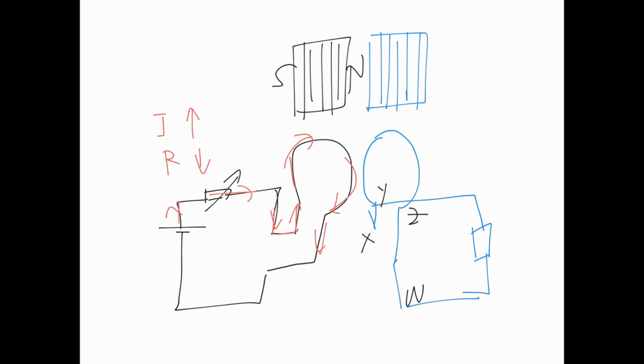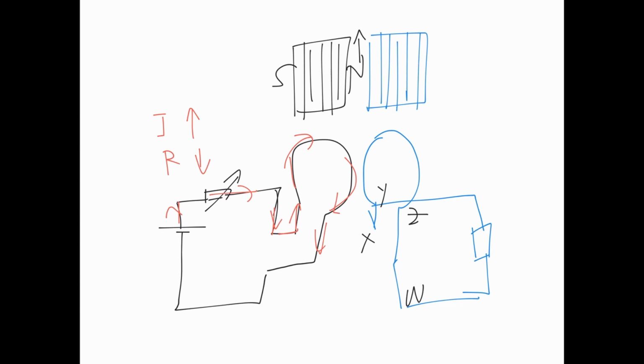Current flows from the back to the front. So that's your fingers, and your thumb will point to your right. Therefore, this is north, this is south. Because the current increases, the flux here will increase. That means this will get more and more north. Correct or not? Now, the EMF induced in this second solenoid will cause a current to flow.